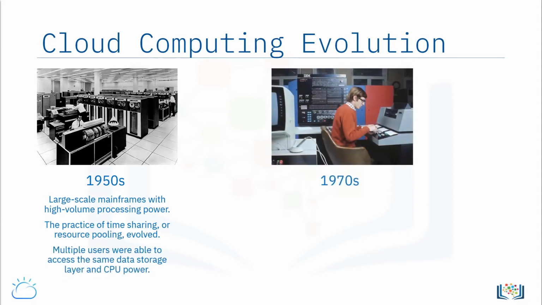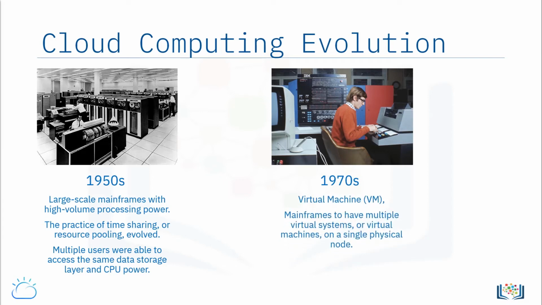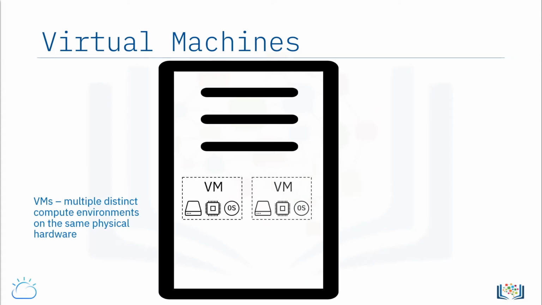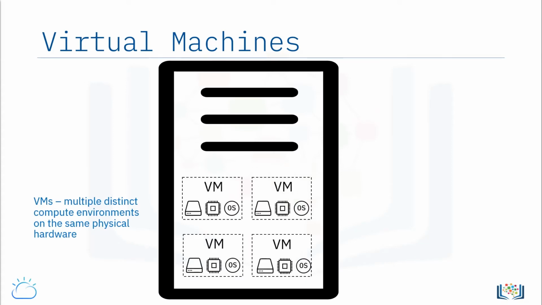In the 1970s, with the release of an operating system called Virtual Machine, or VM, it became possible for mainframes to have multiple virtual systems, or virtual machines, on a single physical node. The Virtual Machine operating system evolved the 1950s application of shared access of a mainframe by allowing multiple distinct compute environments to exist on the same physical hardware.